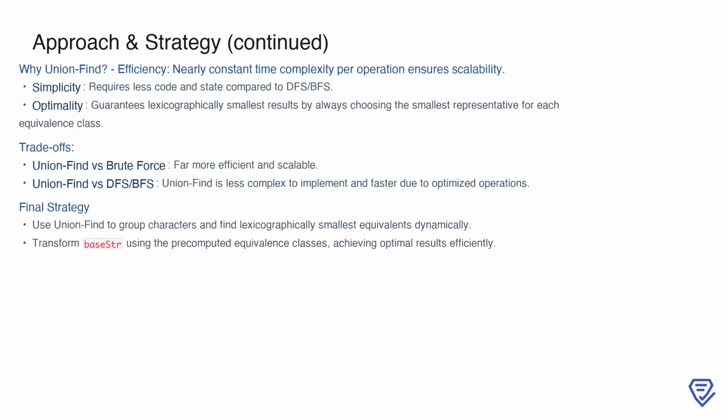When comparing union find to brute force, the difference is stark. Union find is far more efficient and scalable. Compared to DFS or BFS, it's faster and less complex due to its optimized operations, such as path compression and union by rank. Therefore, the final strategy involves using union find to group characters dynamically, compute the smallest equivalence, and transform base str efficiently to achieve the desired result.